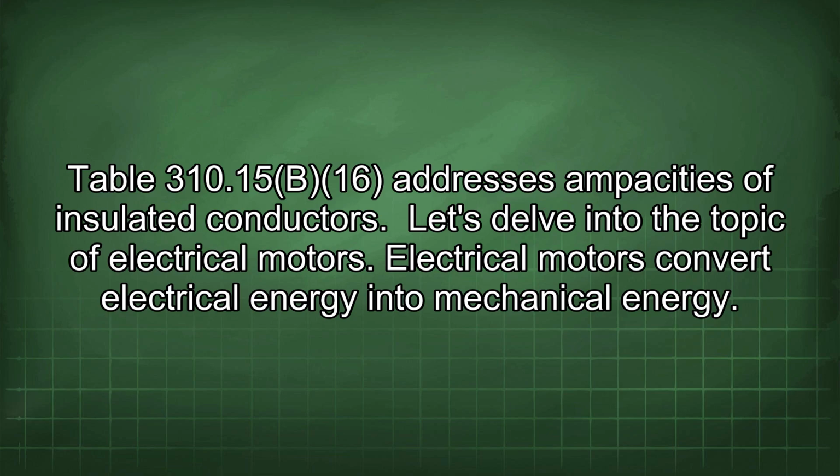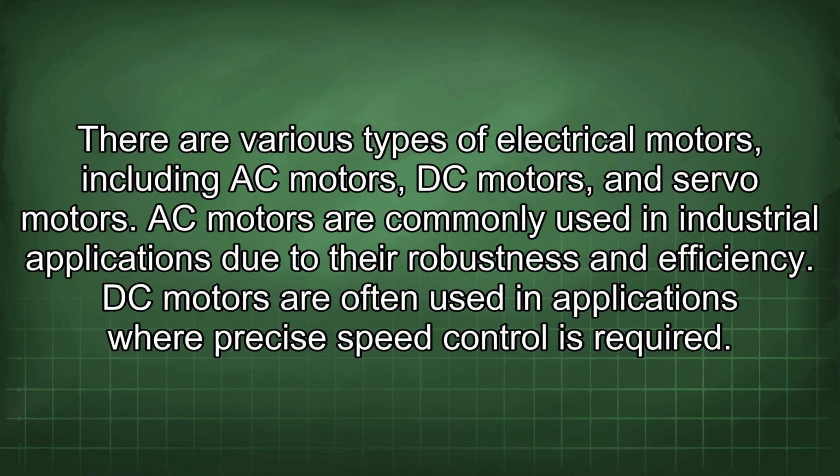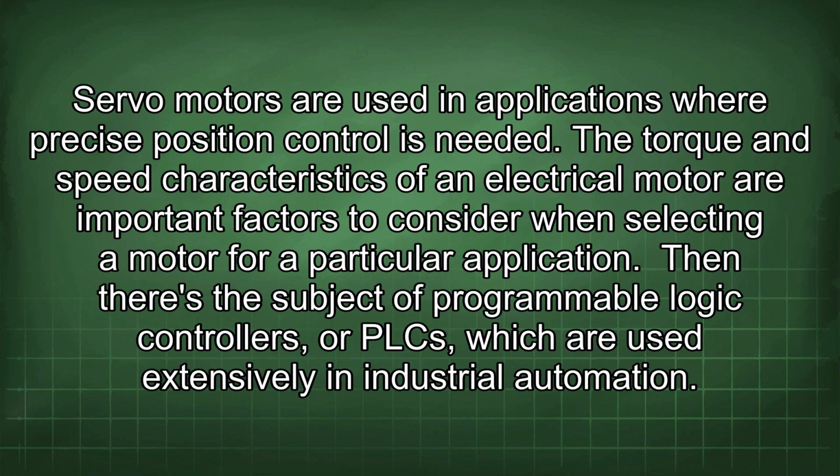Let's delve into the topic of electrical motors. Electrical motors convert electrical energy into mechanical energy. There are various types of electrical motors, including AC motors, DC motors, and servo motors. AC motors are commonly used in industrial applications due to their robustness and efficiency. DC motors are often used in applications where precise speed control is required. Servo motors are used in applications where precise position control is needed.